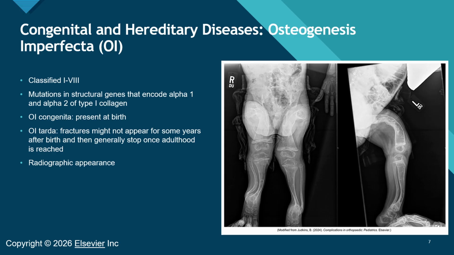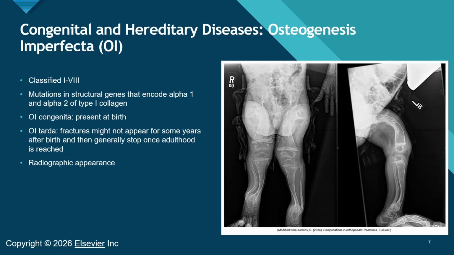Osteogenesis imperfecta congenita is present at birth. Infants with this disease usually have multiple fractures at birth that heal only to give way for new fractures. This results in limb deformities and dwarfism, and may lead to death. Osteogenesis imperfecta tarda appears a few years after birth and generally stops once adulthood is reached.